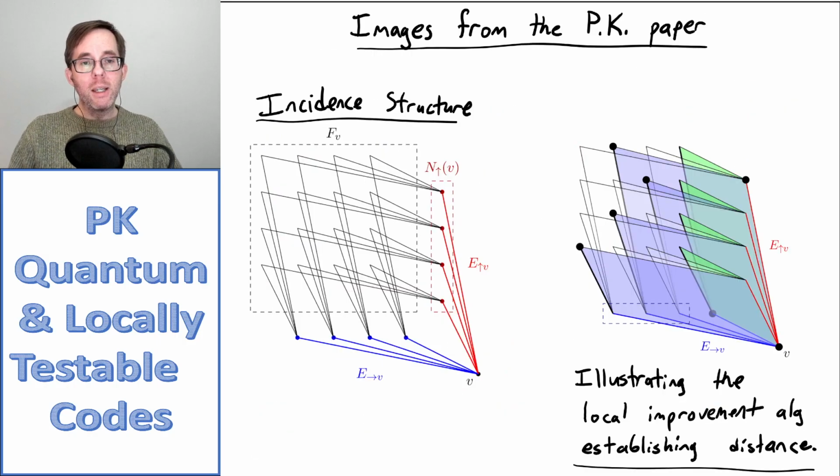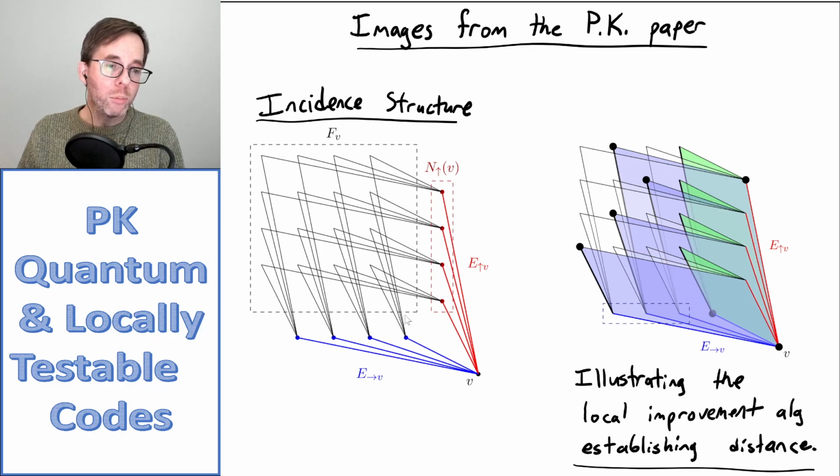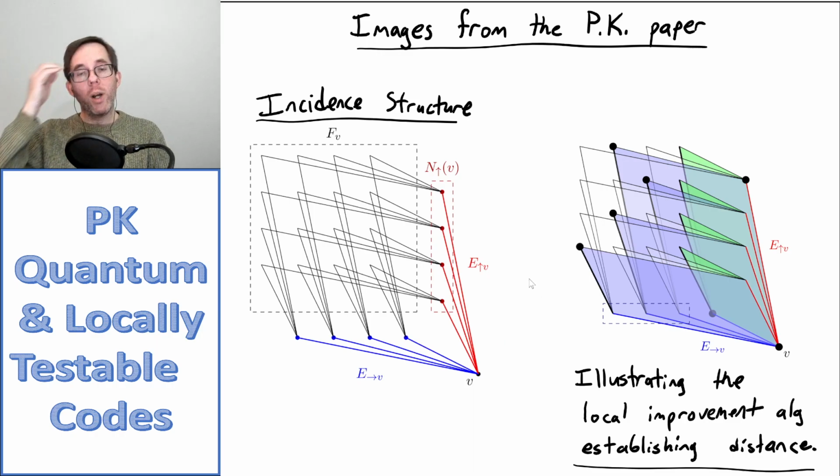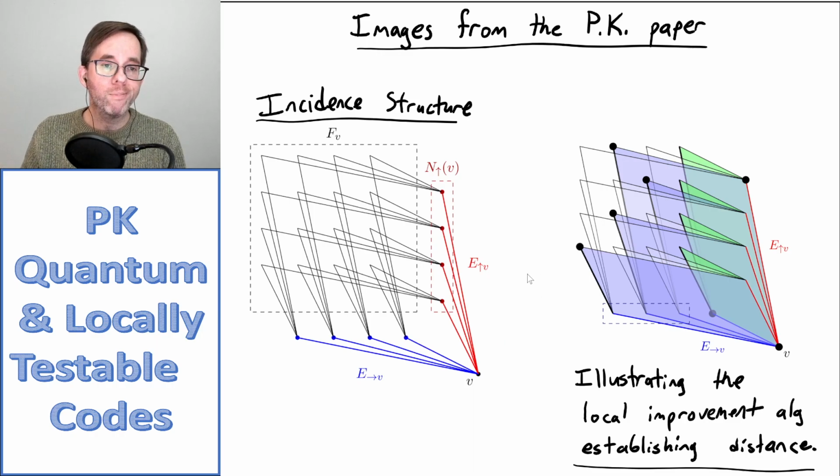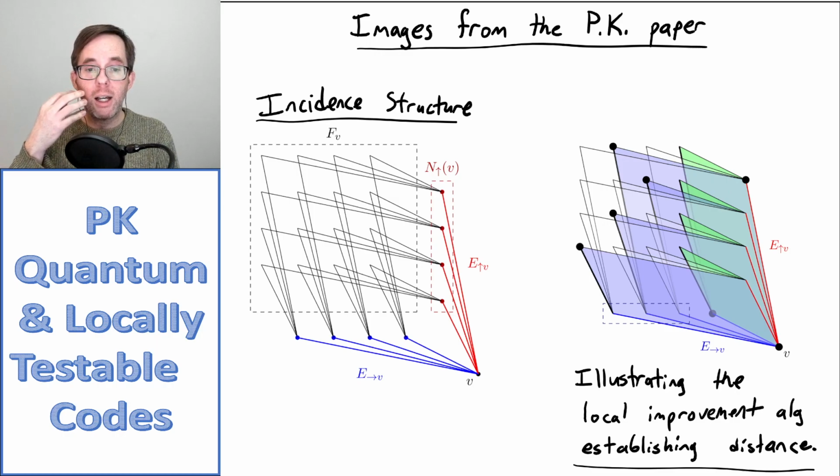I just want to put up these pictures from the Panteleev-Kalachev paper. This one is trying to illustrate the incidence structure. You see it's got a vertex here and a bunch of squares attached to it and some red and blue edges, which they call vertical edges and horizontal edges. And this very much resembles the pictures that you see in the paper by Nonesuch et al. and their construction of classical LTCs that are asymptotically good. There's another picture from the PK paper illustrating the local improvement algorithm that they use to prove the distance of their code.